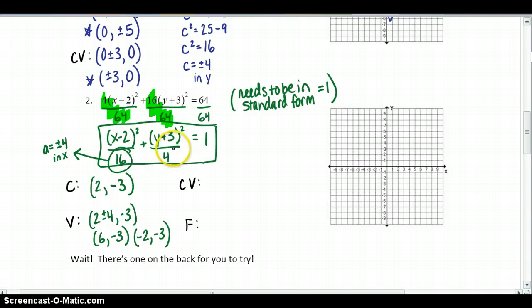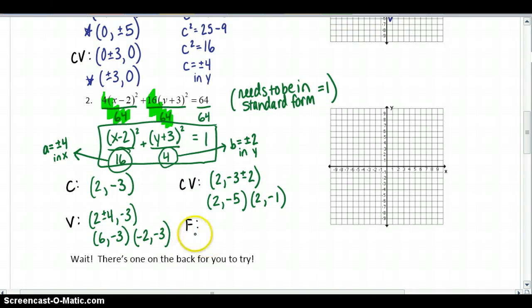Co-vertices is very similar. We're going to use the smaller number now, though, b. Alright, b is going to equal the square root of 4, which is plus or minus 2. And this time it's in the y direction. So again, from my center, I'm going to plus or minus 2 in the y direction. And once again, we can simplify that to 2 comma negative 5 and 2 comma negative 1.